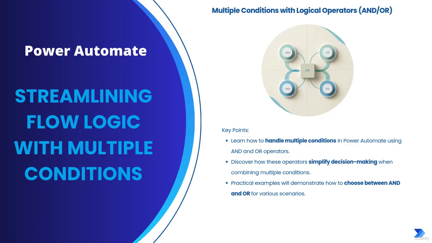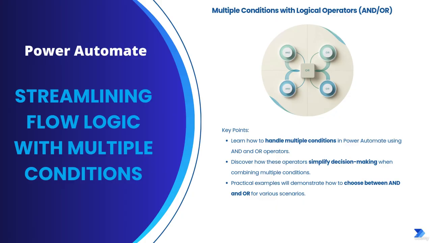AND. This operator requires that all conditions must be true for the action to execute. For example, imagine a flow that sends an email only if both conditions are met. 1. The person's subscription is active. And 2. Their account balance is positive. If either of these conditions is false, the email will not be sent.